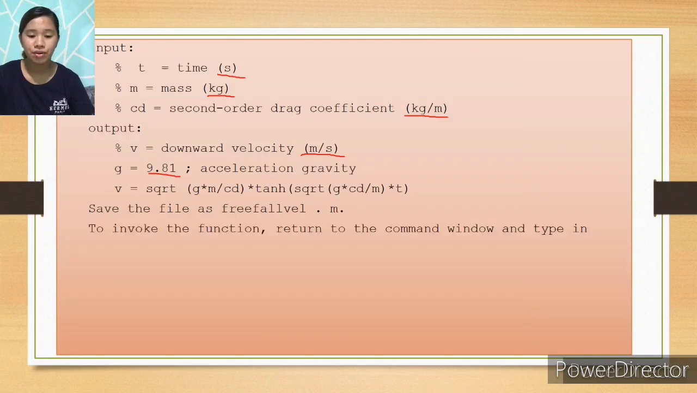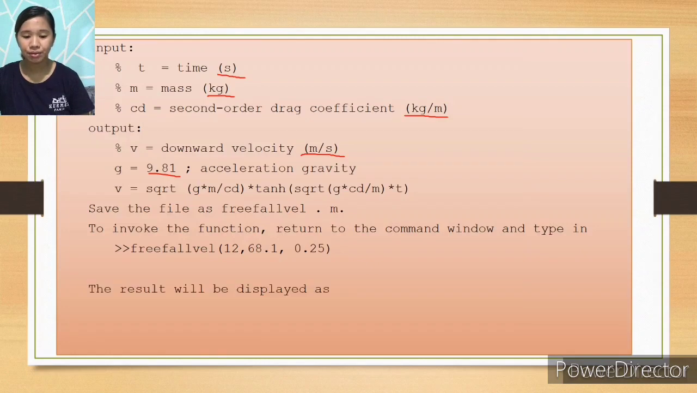So, save the file as freefallval. To invoke the function, return to the command window and type in freefallval 12 68.1 and 0.25. The result will display as ans = 50.6175. So, as you see, script files and function files have the same outcome, which is 50.6175, but different equation and solution. So, next we have subfunction.